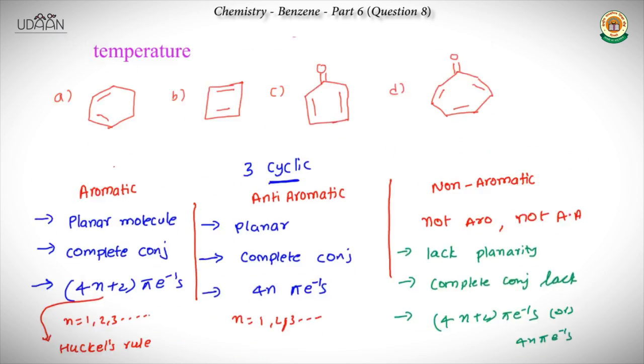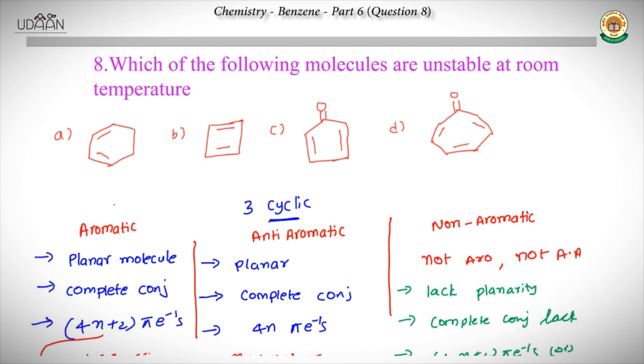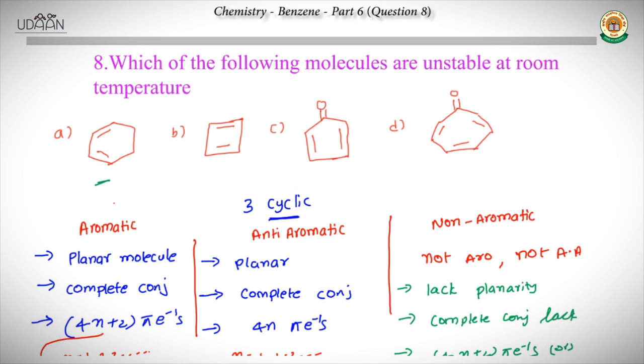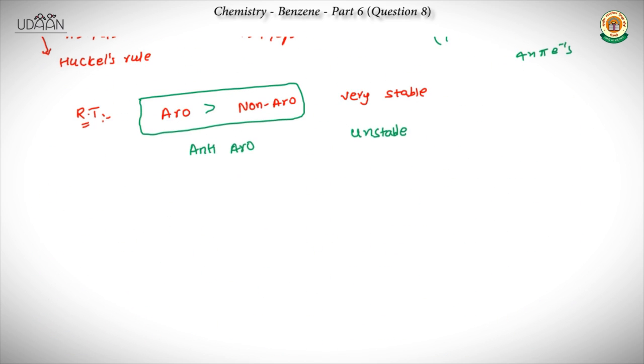So let's categorize these given compounds into groups of aromatic, anti-aromatic or non-aromatic. The first one given to you is this one, where you have a cyclohexane with 2 bonds. Now, as an obvious thing, it is planar. It has 4 pi electrons, 1, 2, 3, 4 pi electrons, but it doesn't have complete conjugation.